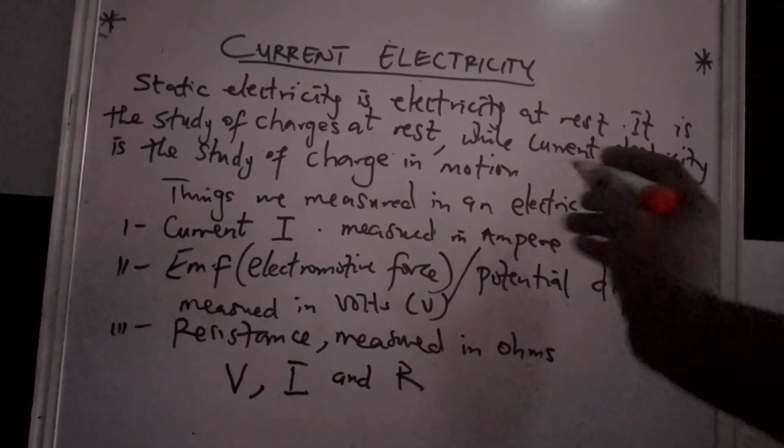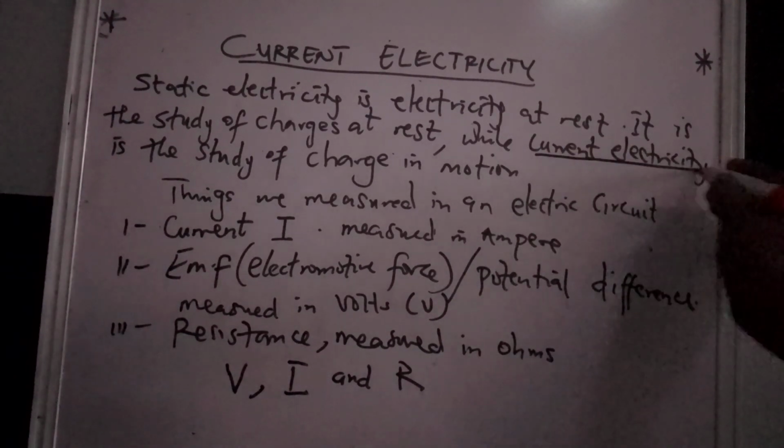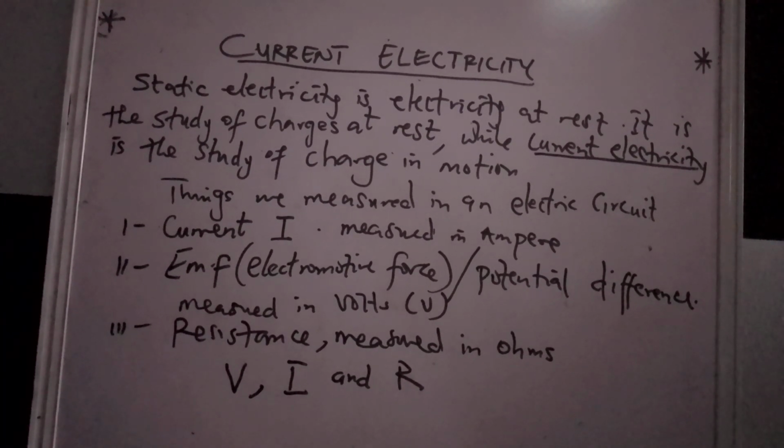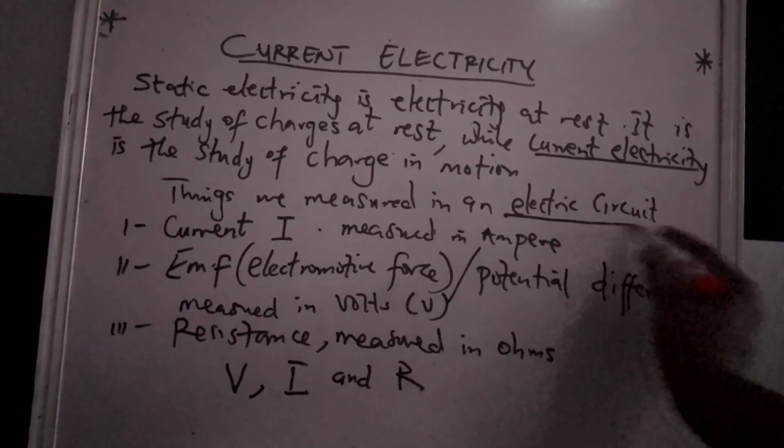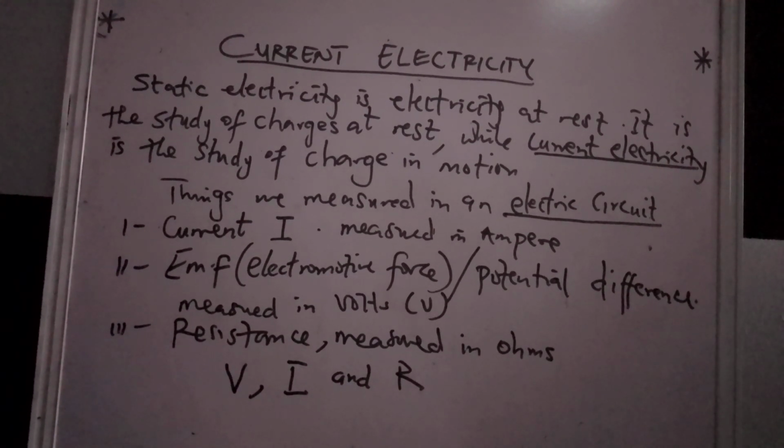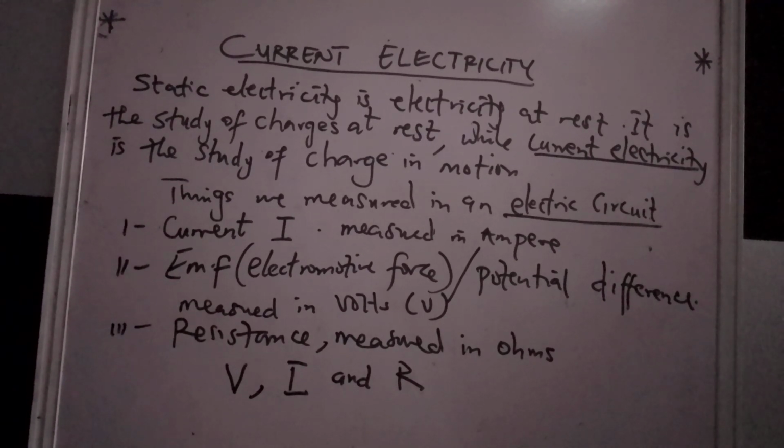I've rightly defined what current electricity is all about. I said current electricity is talking about electricity in motion. It is the study of charge in motion. Then let's look at another thing. What is an electric circuit? An electric circuit is the path of flow of electric charge. So you can put it that way. Electric circuit is the path of flow of electric charge. So let's look at the other parameters that we must be able to define.